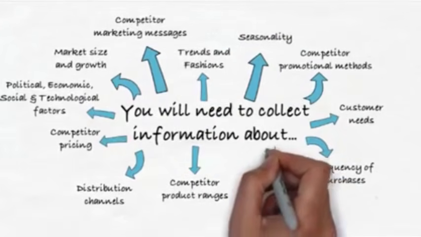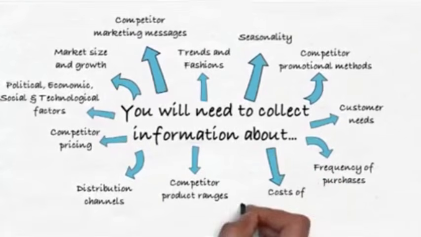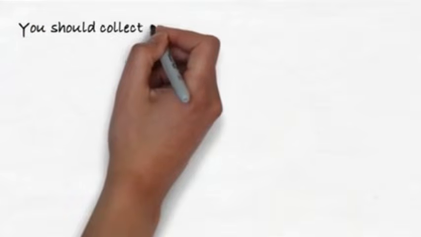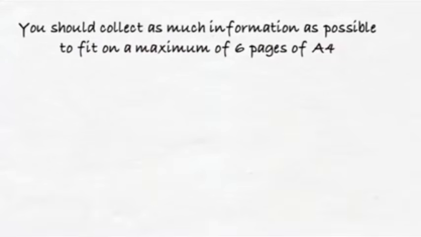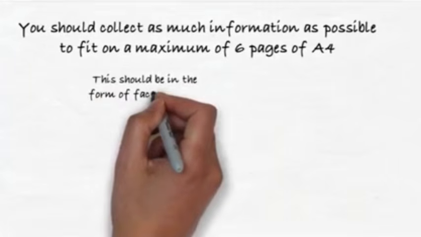Seasonality tells us when the product is most popular, so marketing can be targeted. We need to know the cost of promotional methods to stick to the marketing budget. You can collect up to 6 pages of research, so you need to make the most of this and fit in as much relevant information as possible.